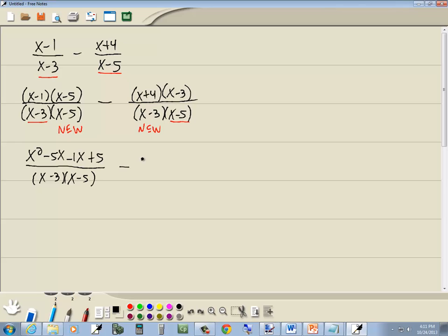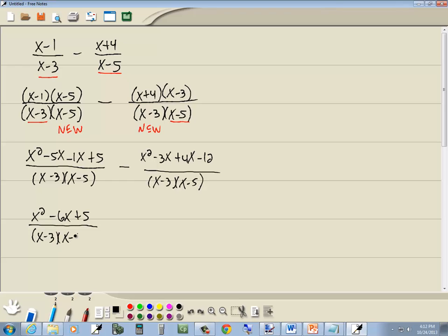Minus x times x is x squared. x times negative 3 is negative 3x. 4 times x is 4x. 4 times negative 3 is negative 12. All over our denominator. Combine together like terms. So we got x squared, negative 5x, negative 1x is negative 6x, plus 5 over (x − 3)(x − 5). Minus, and we'll combine like terms here. Negative 3x plus 4x is 1x, or just x, over our denominator.